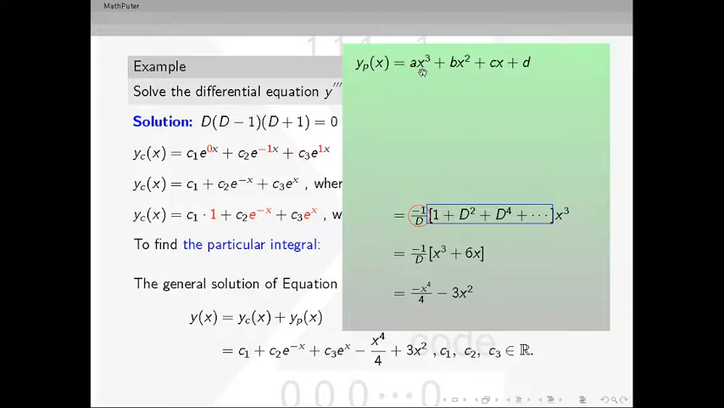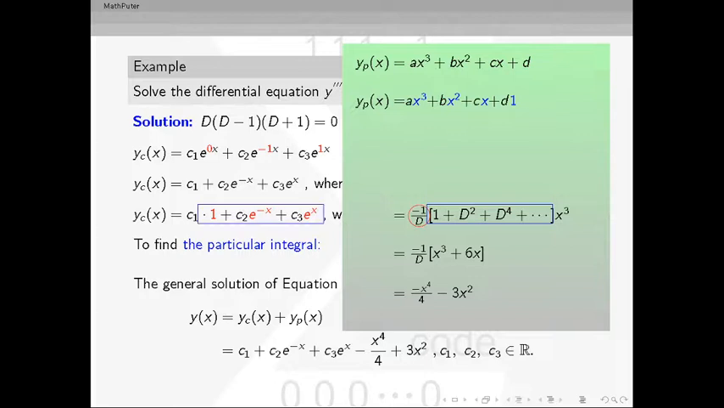Suppose yp(x) is ax cubed plus bx square plus cx plus d. Now I am writing yp(x) as this. See, x cube I am representing with blue color, then x square, x, and d is nothing but d into 1. Now, in the last two lectures we discussed that we must compare our assumption with yc(x). So let us compare with yc(x). yc(x) is this: c1 into 1 plus c2 e raised to minus x plus c3 e raised to x.